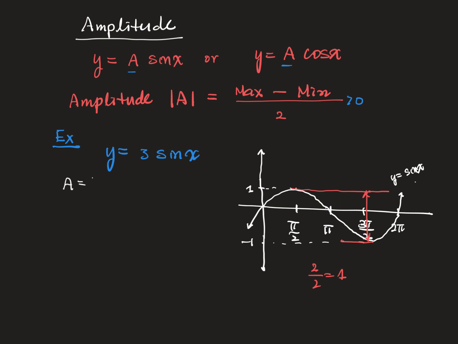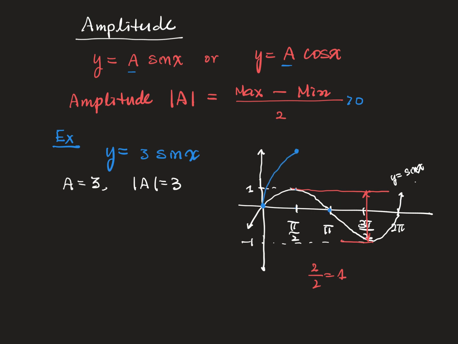Now, how about y equals 3 sine x? The A value is 3, so the amplitude is going to be 3. Maximum minus minimum divided by 2 is 3. I'm going to sketch it. You're stretching by 3. So this is 0 and 0, and 1 is 1 here for y equals sine x.